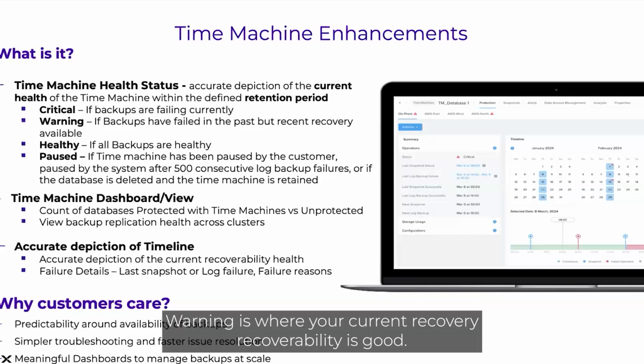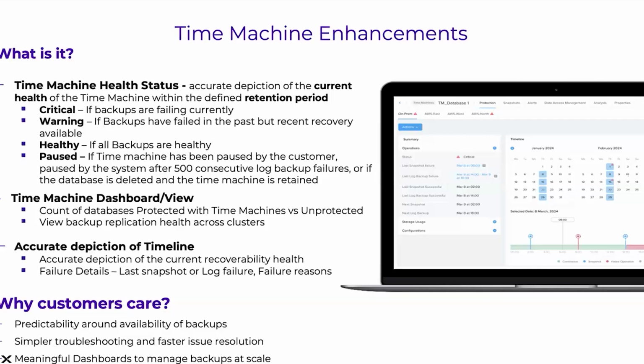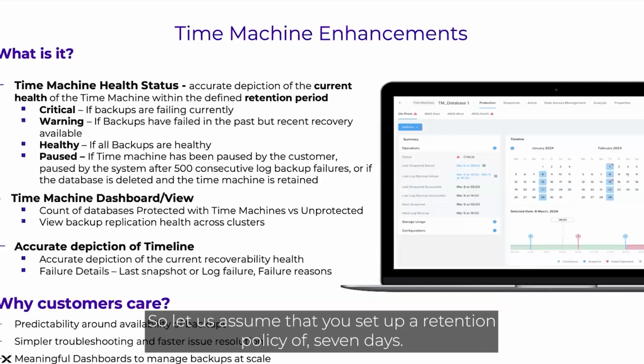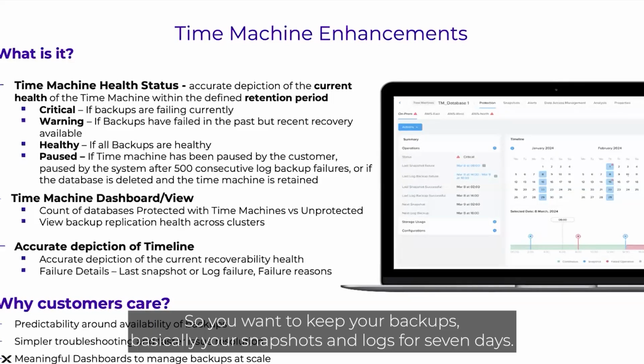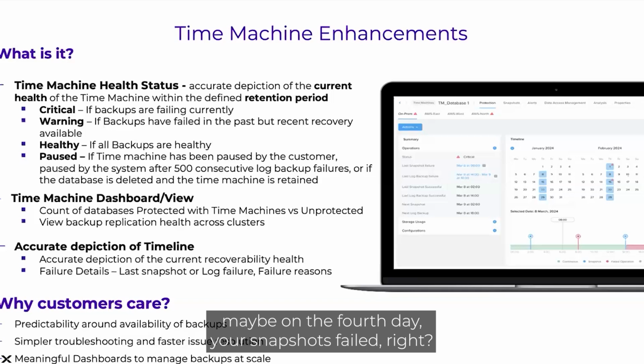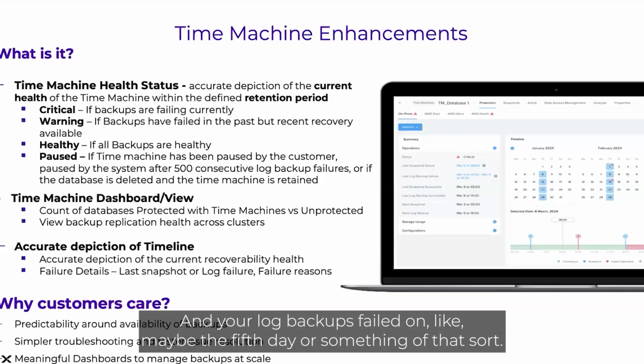Warning is where your current recoverability is good, but in the past there have been failures. So let's assume that you set up a retention policy of 7 days. You want to keep your backups, basically your snapshots and logs, for 7 days, and in those 7 days, maybe on the fourth day, your snapshots failed. And your log backups failed on maybe the fifth day or something of that sort.